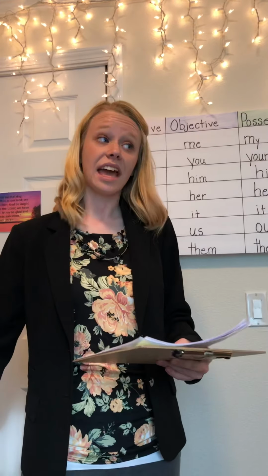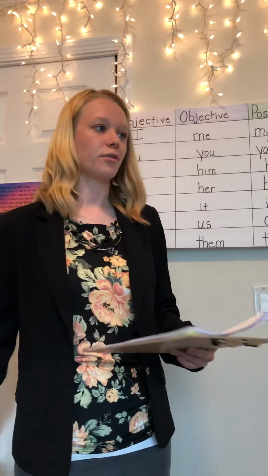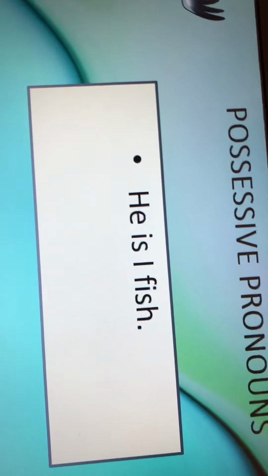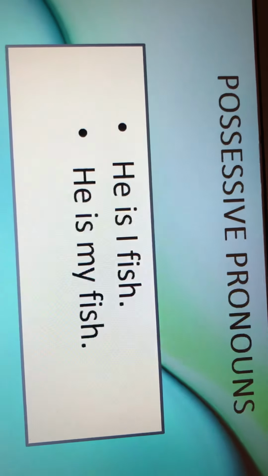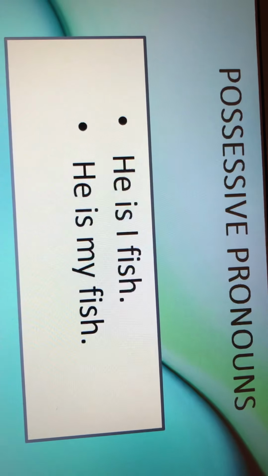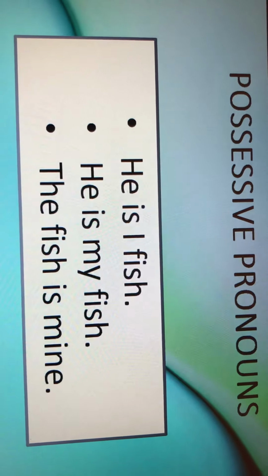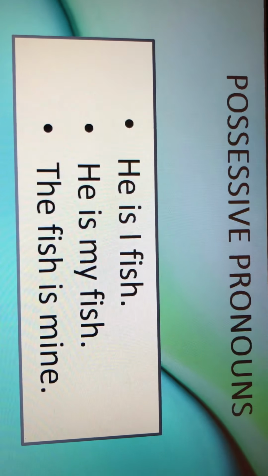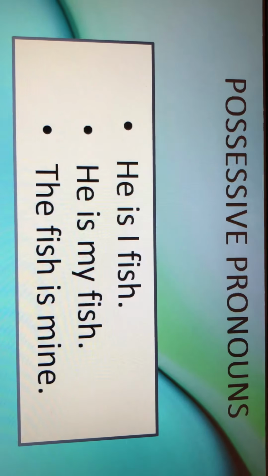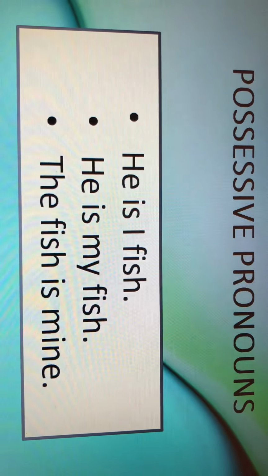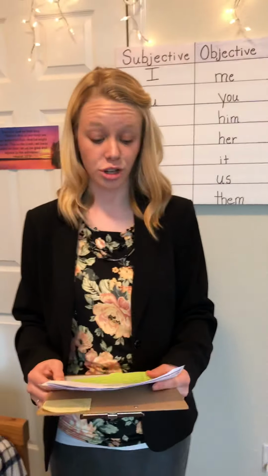Well, there's something else that possessive case pronouns do, and they give us clarity in the sentence. If I had a fish and I said, he is I fish, you would be confused. That doesn't make a lot of sense. He is not I fish, he is my fish. Or I might say, the fish is mine. So as we're working today, keep this in mind that the possessive case pronouns give us indication that we can know who the subject belongs to or who owns the object that you're talking about.